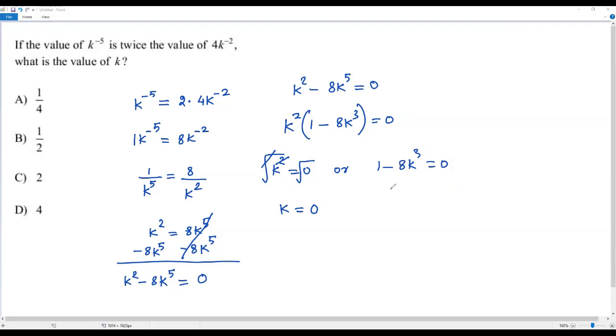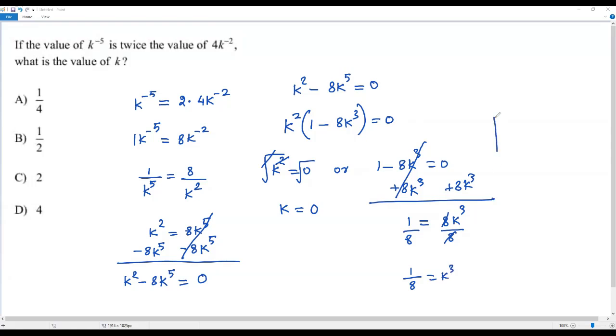Now let's solve for k in this equation. Let me add 8k cube to both sides of the equation over here. So here this negative 8k cube and positive 8k cube will cancel out. I'm getting 1 on the left side. On the right side, I'm getting 8 times k to the third power. Let me divide both sides of this equation by 8. Then this 8 will cancel out. I'm getting 1 over 8 equals k to the third power on the right side.